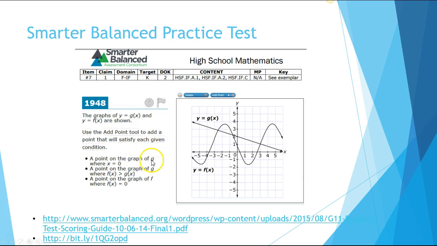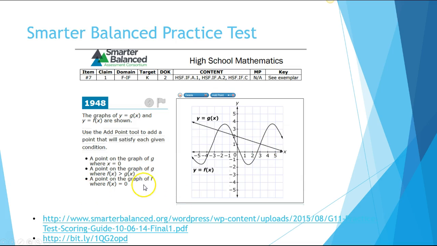So a point on the graph of g where x equals 0. So they want them to understand that right here at this point, and so they would be able to drag a point right there using this button. So a point on the graph of g where f of x is greater than g of x. So a point on g where f of x is higher. So we could choose something like here or down here. All of those would work.